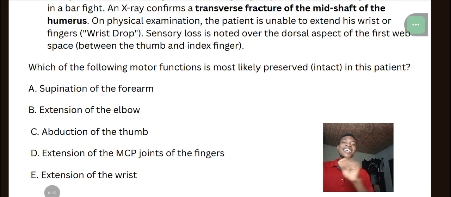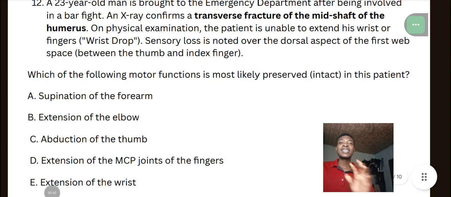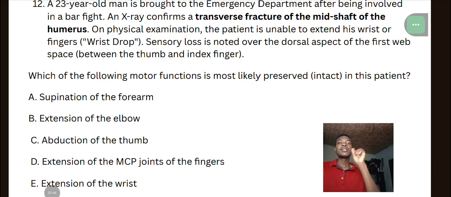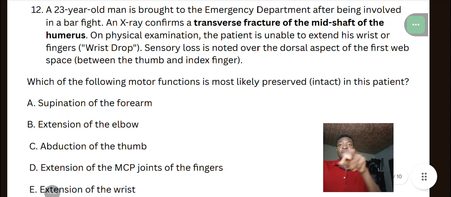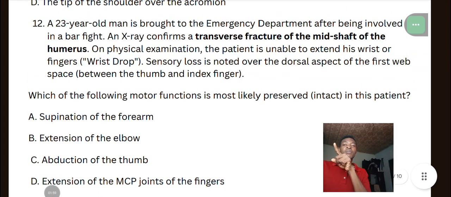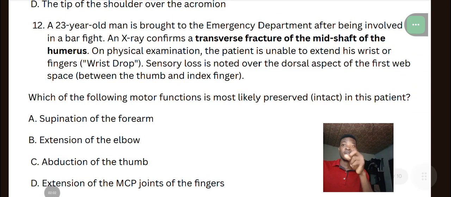Extension of the elbow is actually supplied by the radial nerve. However, the radial nerve branches to the triceps in the axilla, right? It supplies the triceps in the axilla before it passes through the radial groove, because the nerve passing through the mid shaft of the humerus is the radial nerve, through the radial groove, okay? But for the extension of the elbow, it branches to the triceps muscles in the axilla before it moves to the radial groove.